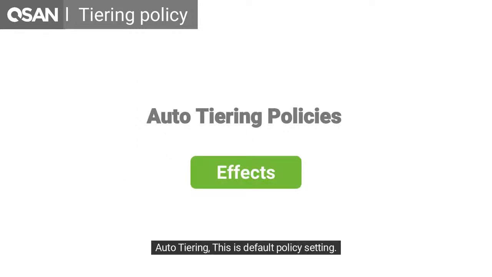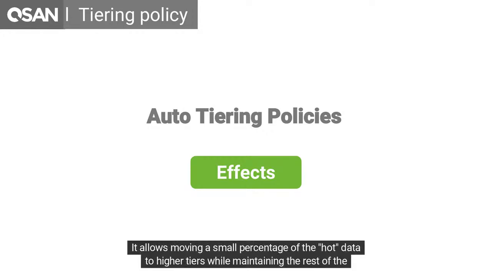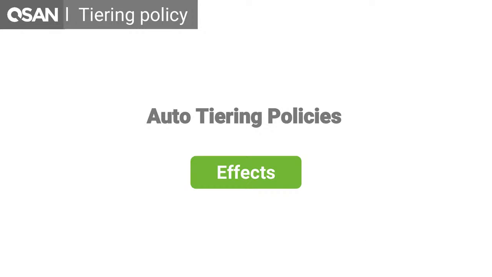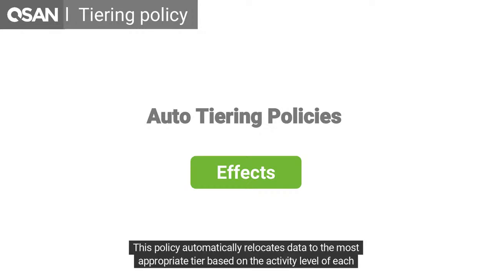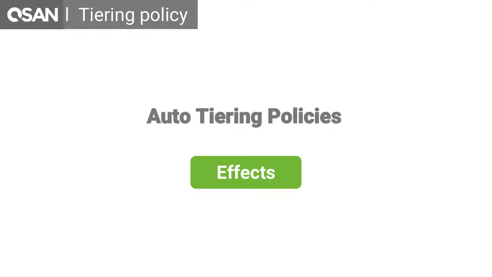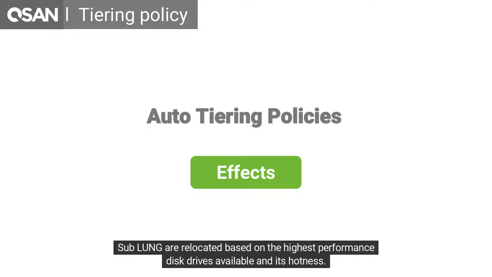Auto-tiering. This is the default policy setting. It allows moving a small percentage of the hot data to higher tiers while maintaining the rest of the data in the lower tiers. This policy automatically relocates data to the most appropriate tier based on the activity level of each data. Sub-LUNs are relocated based on the highest performance disk drives available and its hotness.